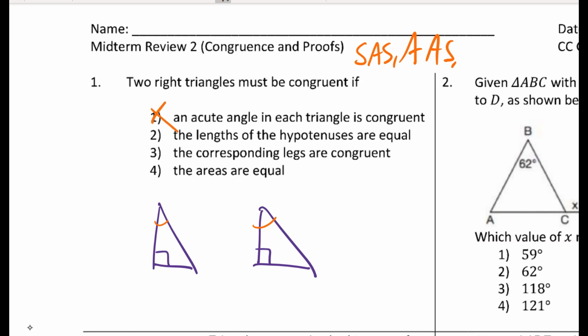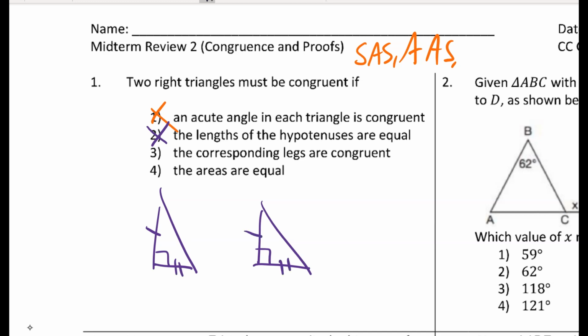What about if the lengths of the hypotenuses are equal? Well, if I didn't have those angles there, let's consider these two triangles, and let's just assume their hypotenuses are equal. The problem is, even if I wanted to use hypotenuse leg, I would need one of the legs to be congruent as well.